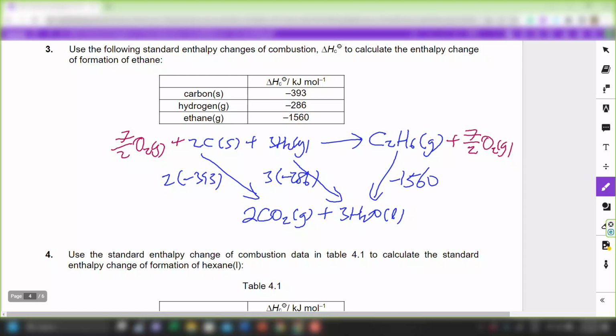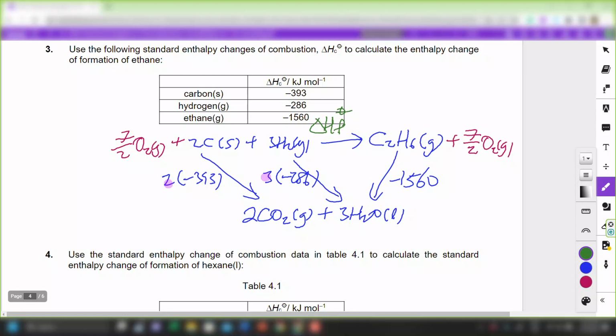Okay, so I need to double check, ensure that the material is balanced. Ensure that the coefficient is multiplied accordingly. So the coefficient is 1, so that's fine. Then ensure that it's a closed loop. So it's a closed loop, then that will be fine. So that will be the enthalpy change of formation of ethane.